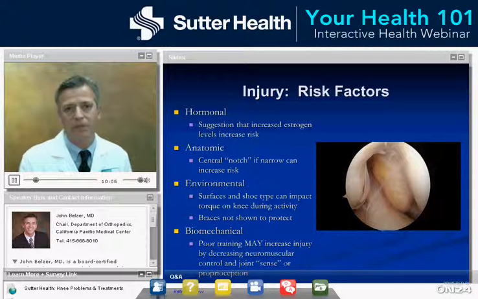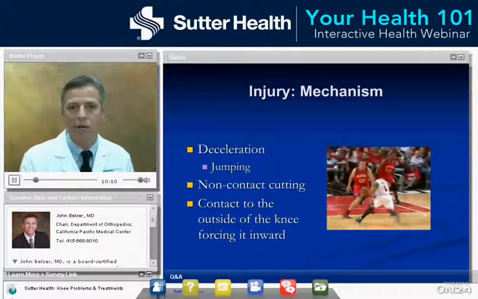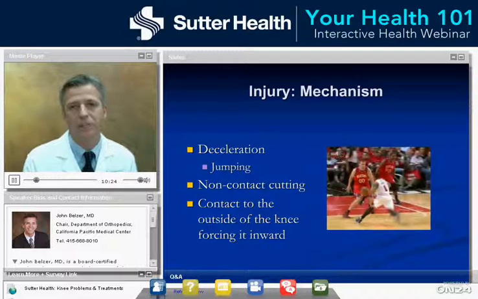So, injury mechanisms. The most common injury mechanisms, interestingly, are non-contact injuries. These are simple deceleration type injuries which can occur with jumping or slowing down from a fast run in a forward direction. Other types of non-contact injury include cutting type activities that you see on the image on the right, where this basketball player is making a hard cut to go from his left to his right.